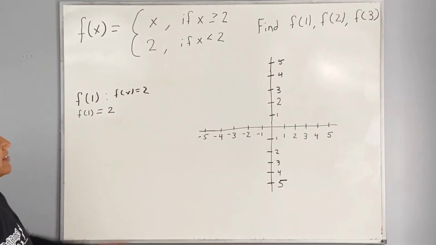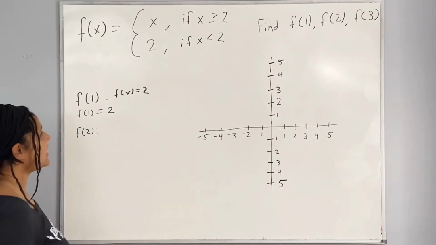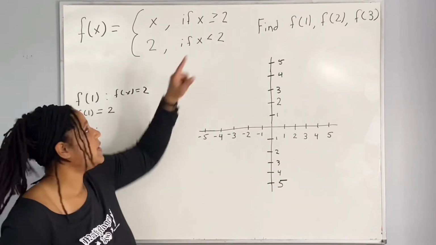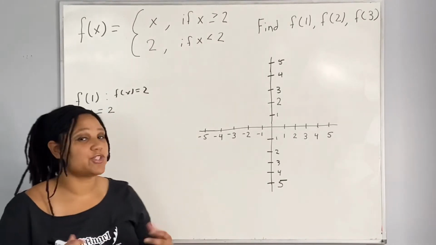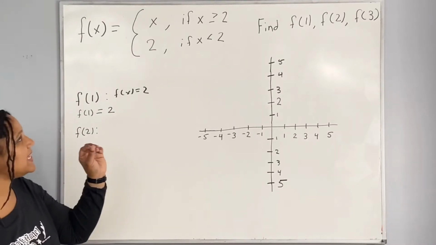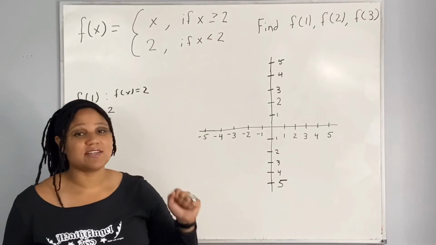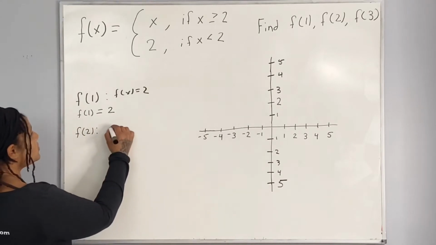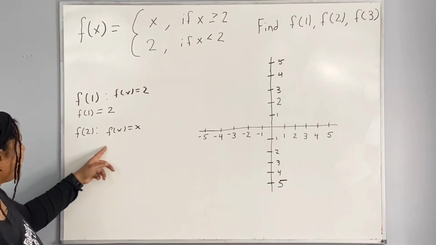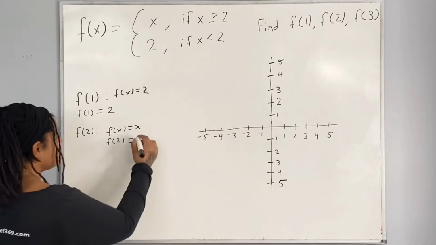Okay? So now let's look at f of 2. Again, let us consider our constraints. So we have x is less than 2, and we also have x is greater than or equal to 2. Well, we're looking at the number 2, right? So 2 is equal to. Therefore, we're going to use the first subfunction. So we're going to use f of x is equal to x, which means that I'm going to plug in my 2 for x, and my output will be 2.